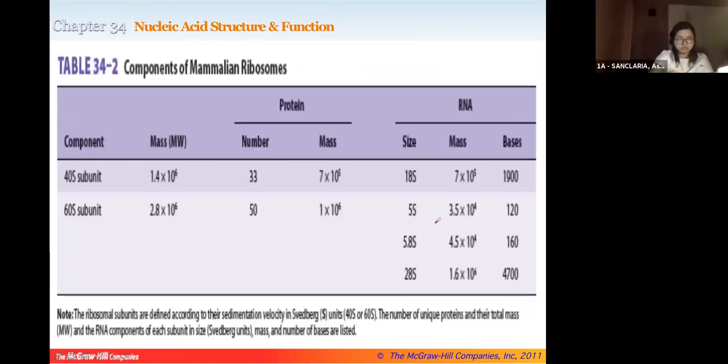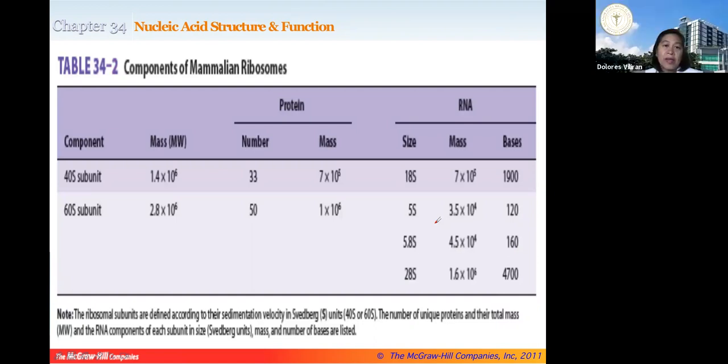If the prokaryotic ribosome has the odd numbers, the 30, 50, and 70, for the mammalian or eukaryotic ribosome, you remember the even numbers, okay? So the small subunit is 40, the big subunit is 60, and the total is 80S, okay?